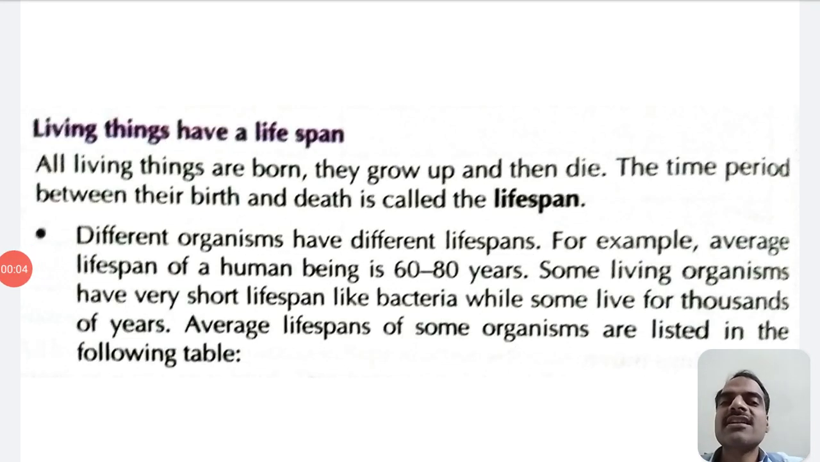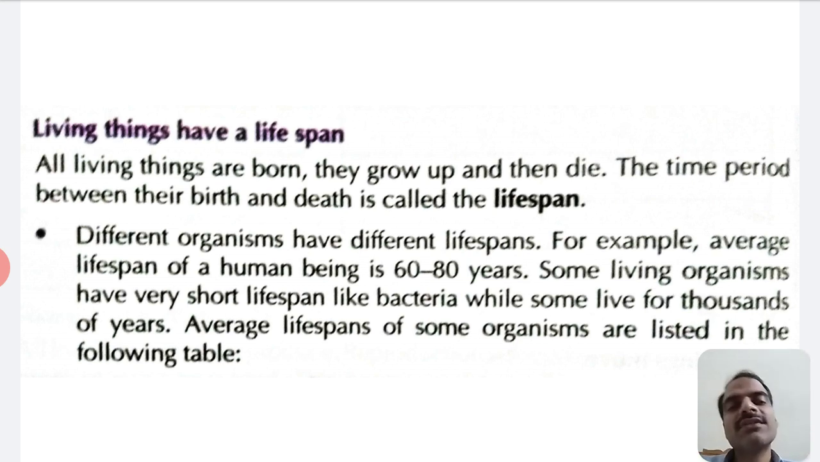Looking into the next characteristic: living things have a lifespan. It means they have a certain, fixed lifespan, and their average lifespan is more or less known. You can easily say how many years an animal or a plant can live, from birth to death. That usual time period is called lifespan.